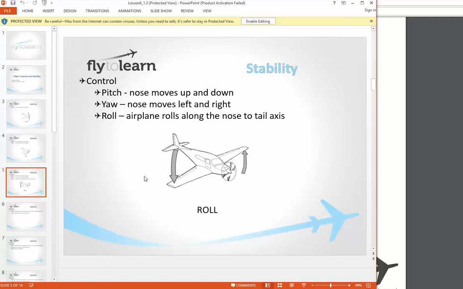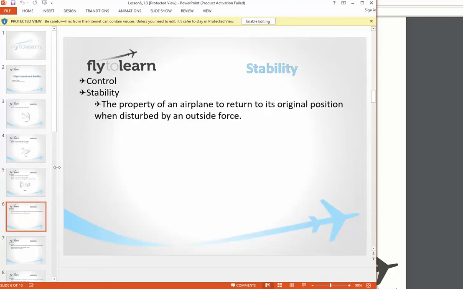So we've talked about the control surfaces now. Rudder, elevator, ailerons, and we did discuss flaps, which are on the inside of the wing, mostly for landing purposes. So those are the controls, and now we can talk about stability.